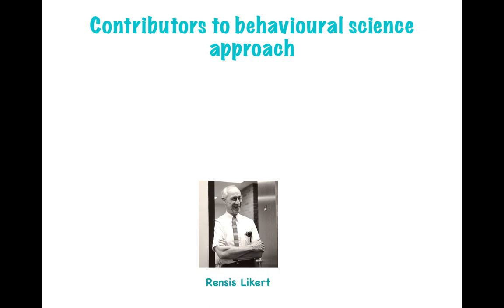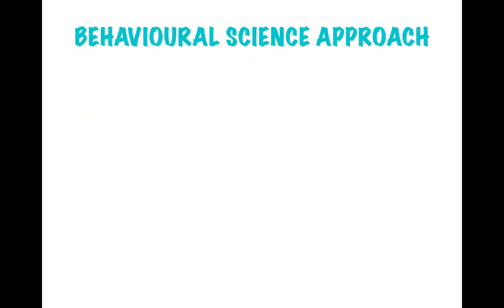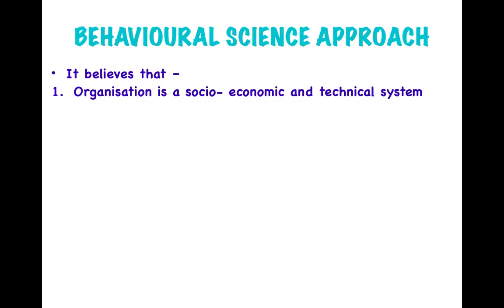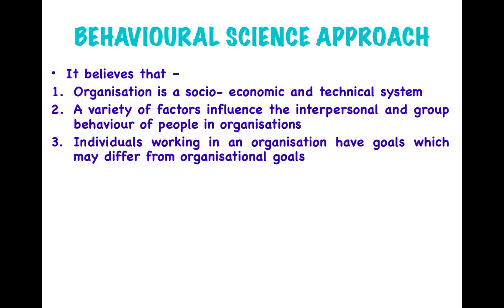Another contributor is Rensis Likert. Likert gave the very famous 5-point scale, also known as Likert scale, which is widely used in various research studies. Behavioral science approach believes that organization is a socio-economic and a technical system. A variety of factors influence interpersonal and group behavior of people in the organizations. It also believes that individuals working in an organization have goals which may differ from organizational goals. So, individual goals may differ from organizational goals.